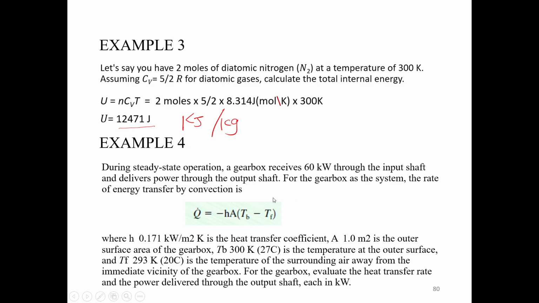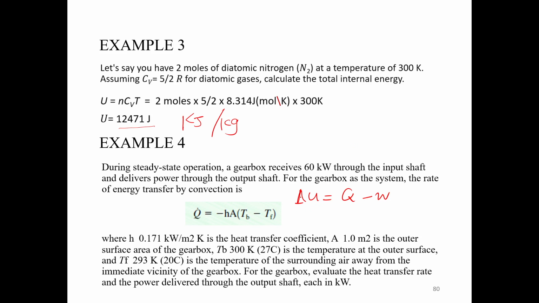So I want you to stop this video and try to work on this example, and later on you can check with the answers, right? How we can start with this one is using the first law of thermodynamics. So we can write delta U equals Q minus W, right?